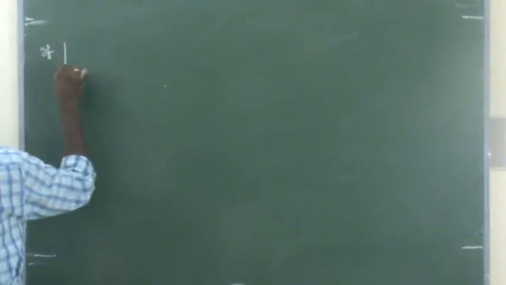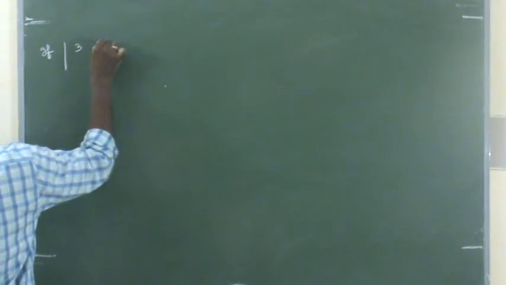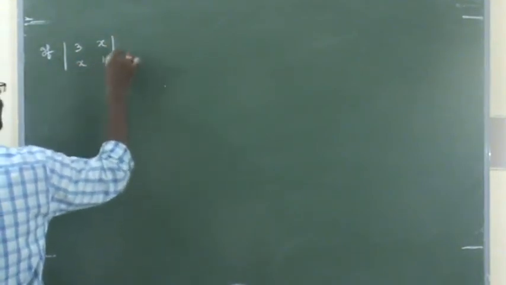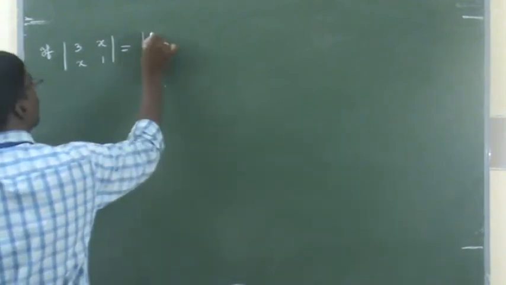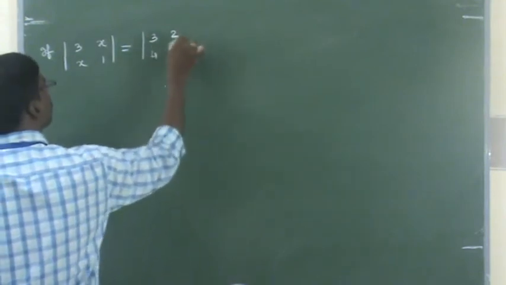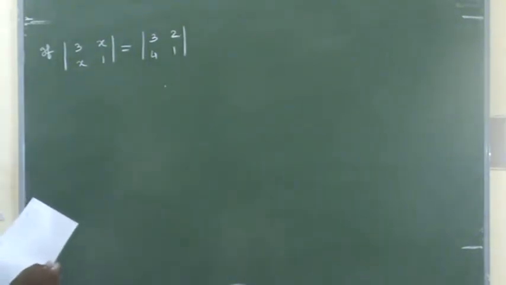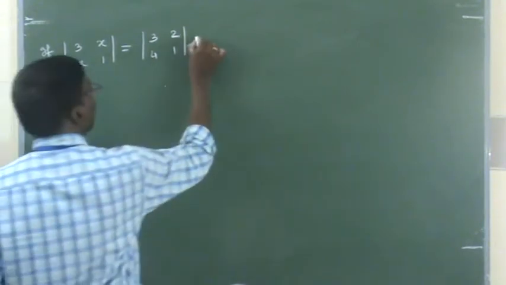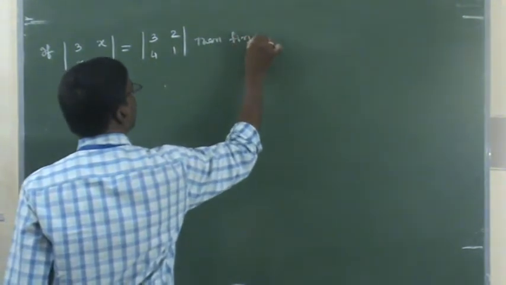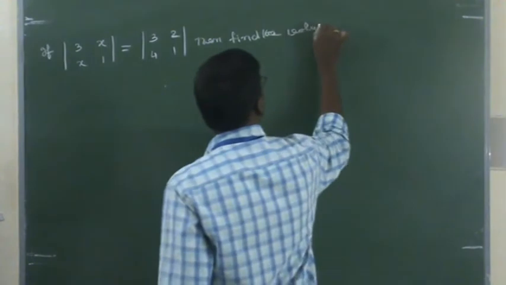Next, one more model problem like this one for you. If the determinant of 3x, x, 1 is equal to the determinant of 3, 2, 4, 1, then find the value of x.